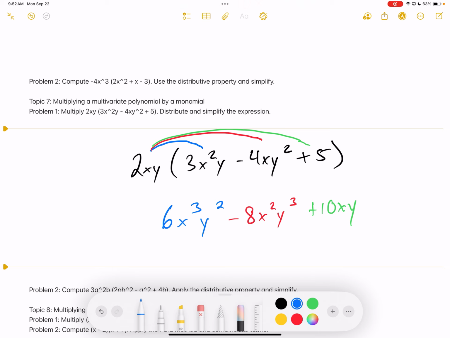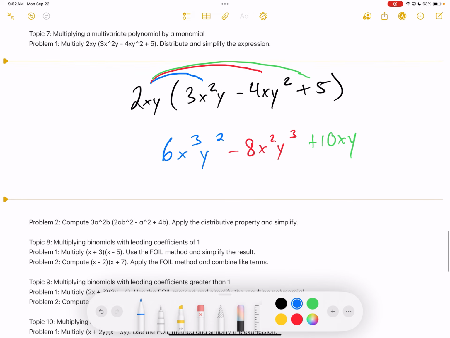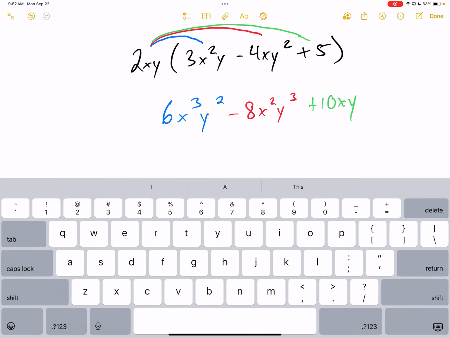2 times 3 is 6. I was thinking so much about the x's and y's, I forgot to do the numbers. So, yes, 2 times 3 is 6. All right, so that's distributing.